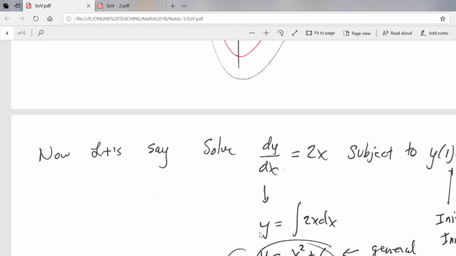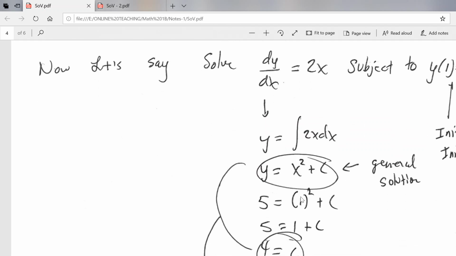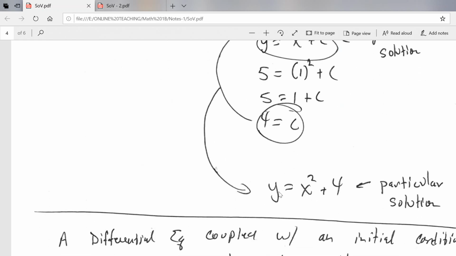And so I would go through and solve the differential equation. So we get y equals the integral of 2x, x squared plus c. When it has the plus c, that's called the general solution. And then now I'm going to use that x is 1 and y is 5. And so where y is, I put 5. And where x is, I put 1. And then when I subtract the 1 over, I get c is 4. And when I plug that back in, I get y equals x squared plus 4.